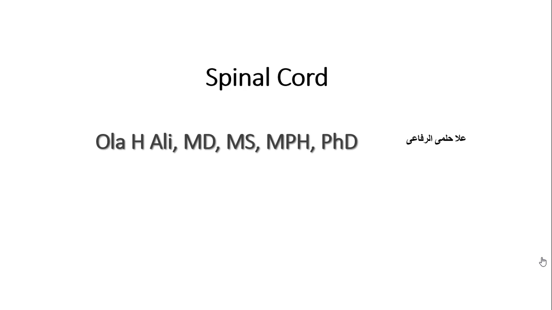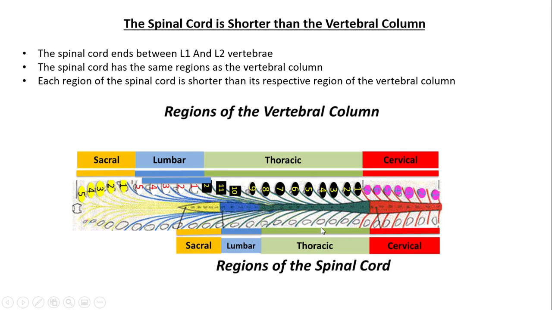In this video, I'll go over the spinal cord. Let's first compare the spinal cord to the vertebral column. As you can see here, the spinal cord is actually shorter than the vertebral column. It ends between lumbar 1 and lumbar 2 vertebrae.